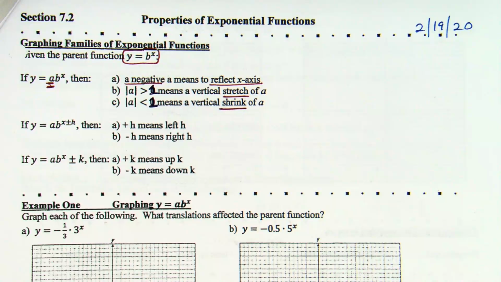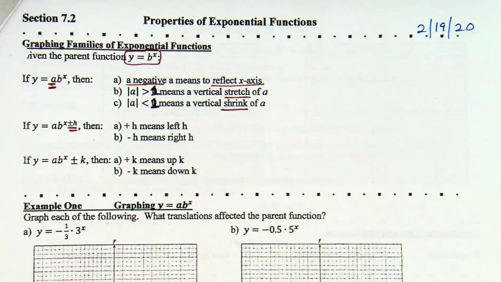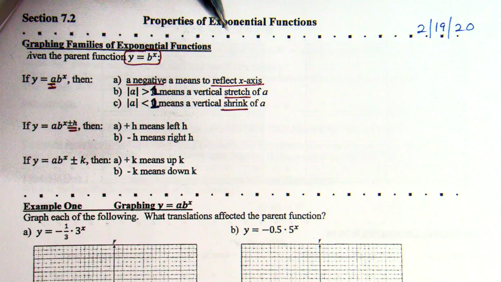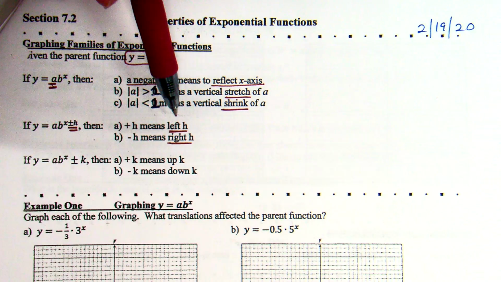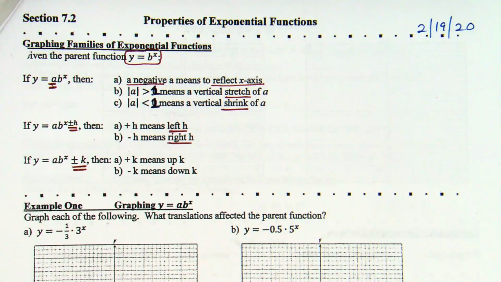Notice here, a times b to the x plus or minus h. If that number is added or subtracted in the exponent, so that means it's with the x, you remember what we've talked about in the past? If it's with the x, then it's going to be left or right, opposite the sign. In the past we've talked about it being under the square root, or in the absolute value, whatever the case. So if it's a plus h, we're going left h. If it's a minus h, we're going right h. And if the number is added or subtracted away from the x, just at the end, then we're going up or down with the sign. Sound familiar? This is all review. This is all stuff we've been doing. So if it's plus k, you're going up k. If it's minus k, you're going down k.